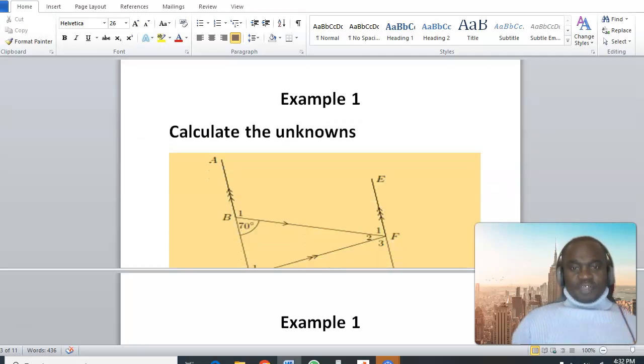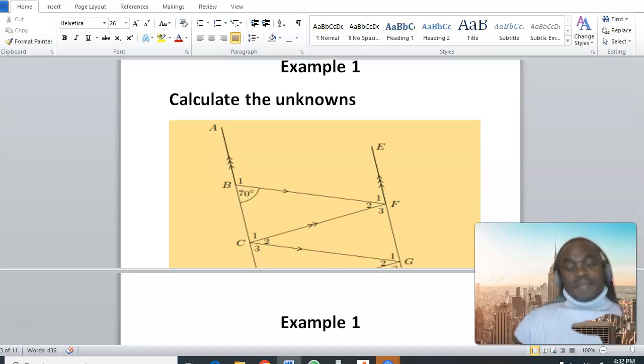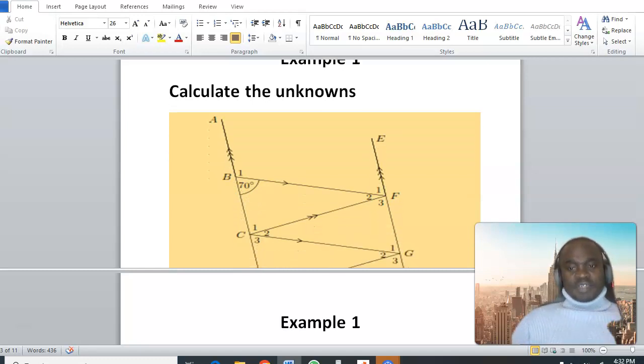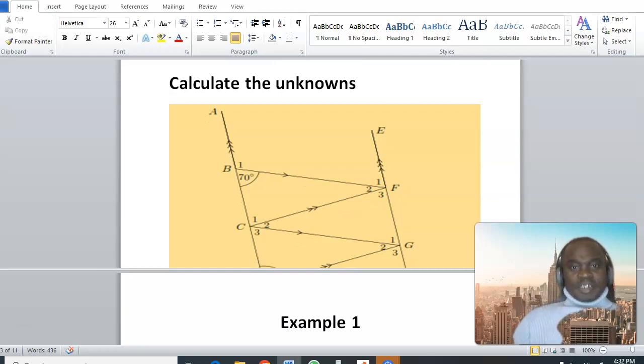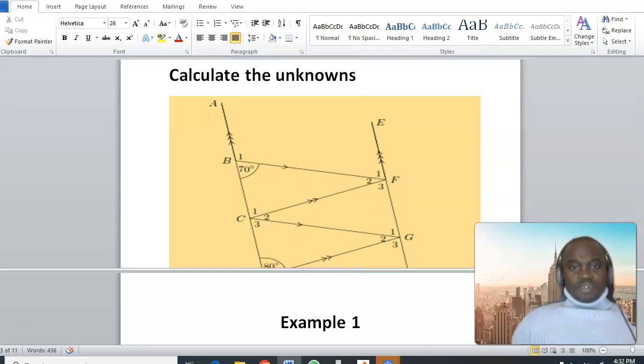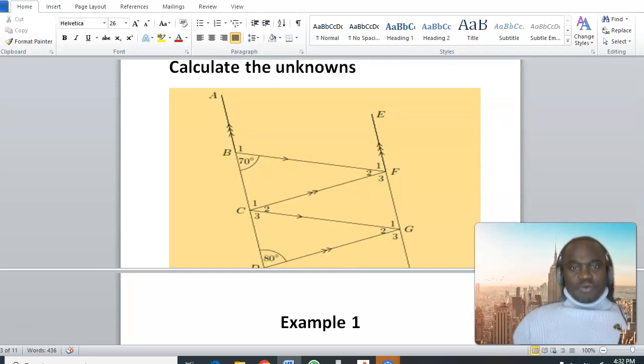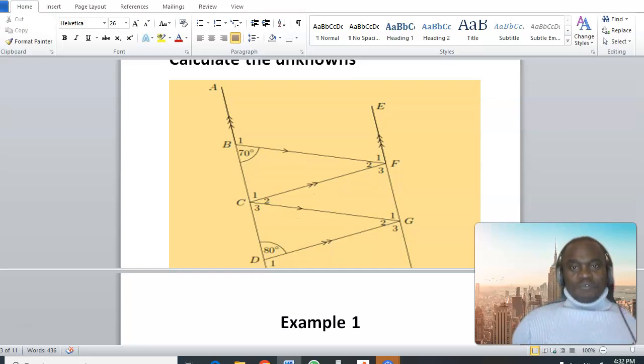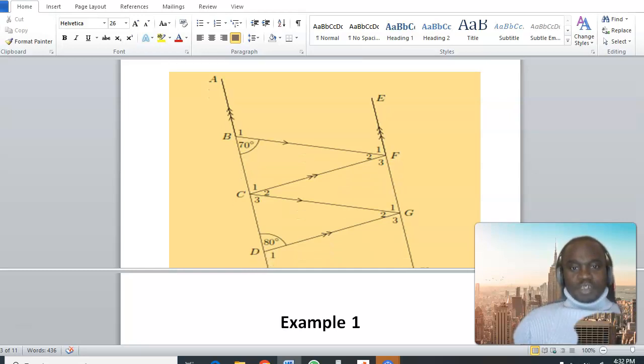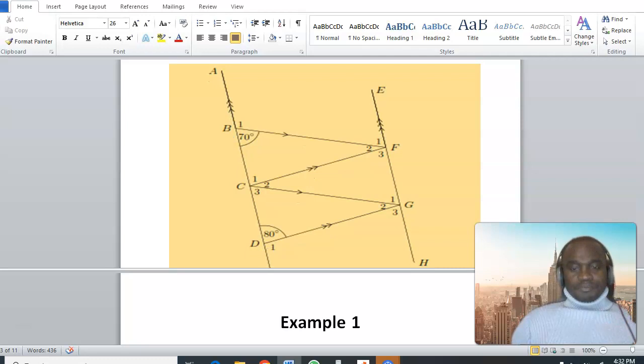Okay, we have this diagram. We are still dealing with parallel lines and transversal lines. The question says calculate the unknowns. It means calculate the values that you don't know. These are the unknowns.